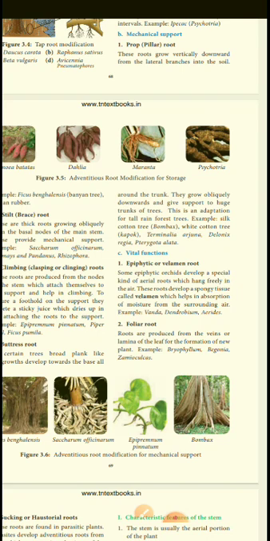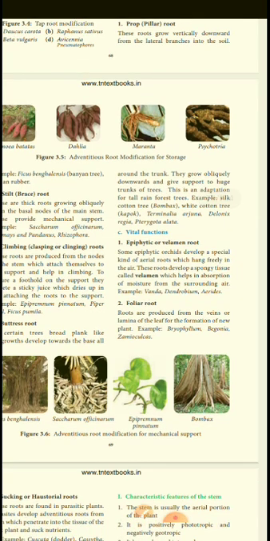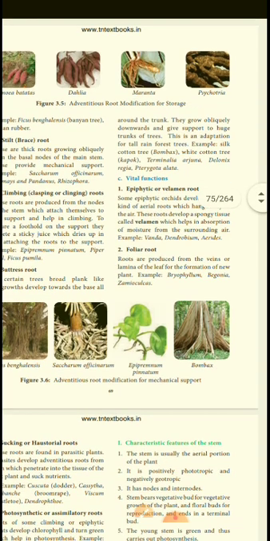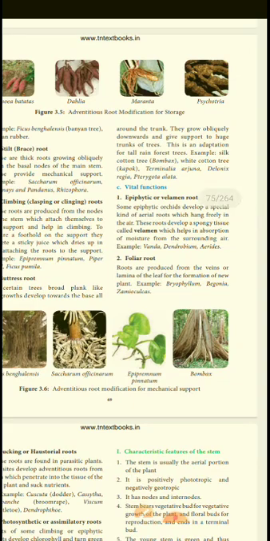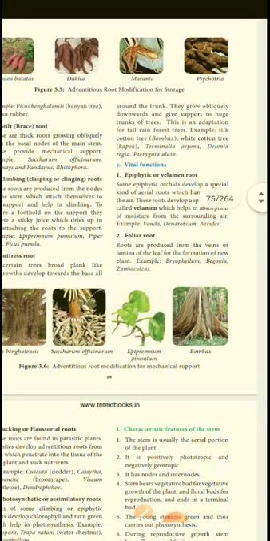Next, epiphytic or velamen roots. Some epiphytic orchids develop a special kind of aerial roots which hang freely in the air. These roots develop a spongy tissue called velamen, which helps absorb moisture from the surroundings. Examples: Vanda tessellata and Eria.